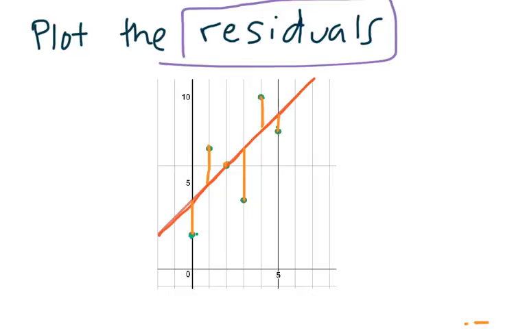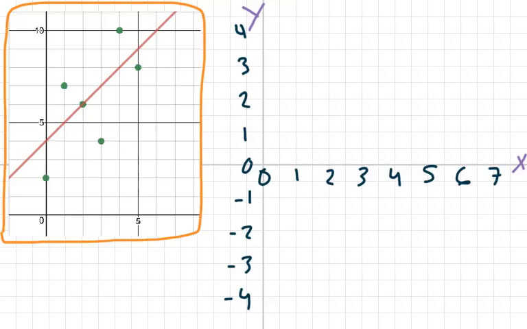In order to further look at this, rather than just looking at how far off they are, we can actually make a plot that shows us how far off these points are. So let's go ahead and take a look at this. I have my scatter plot over here with the line of best fit on the left-hand side. On the right-hand side, we're going to plot the residuals. So how we're going to do this is we're going to do what we just did here, where we looked at how far above or below these points are.